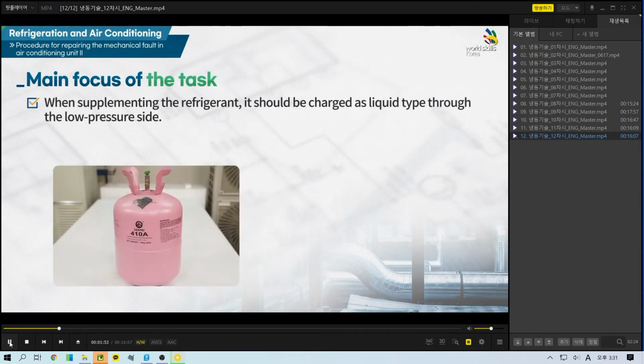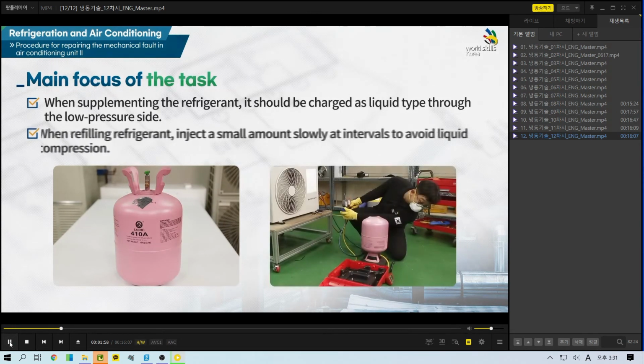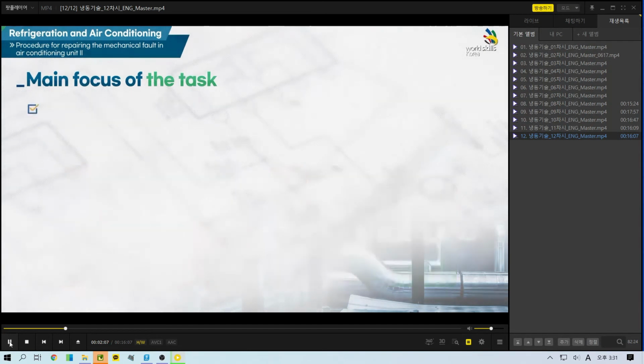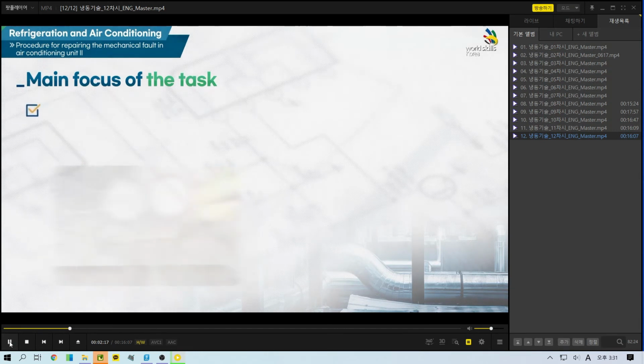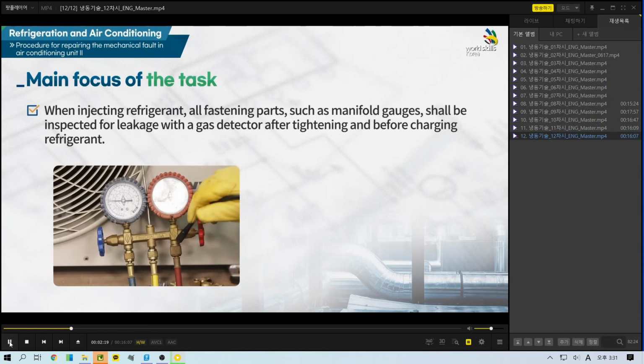11th, when supplementing the refrigerant, it should be charged as liquid type through the low pressure side. 12th, when refilling refrigerant, inject a small amount slowly at intervals to avoid liquid compression. 13th, the loss of refrigerant during manifold gauge removal and non-condensing gas purge shall be minimal. 14th, when injecting refrigerant, all fastening parts, such as manifold gauges, shall be inspected for leakage with a gas detector after tightening and before charging refrigerant.